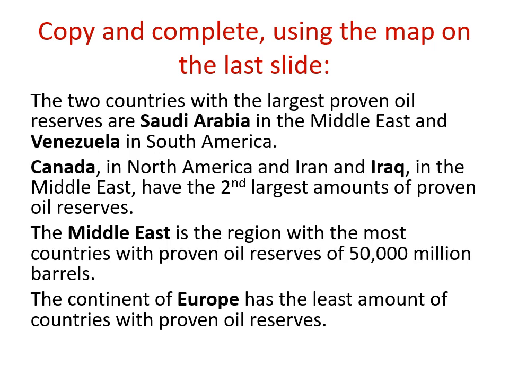Okay, so here are your answers. The two countries with the largest proven oil reserves are Saudi Arabia in the Middle East and Venezuela in South America. Canada in North America and Iran and Iraq in the Middle East have the second largest amounts of proven oil reserves. The Middle East is the region with the most countries with proven oil reserves, of about 50,000 million barrels. That's a lot of barrels. Finally, the continent of Europe has the least amount of countries with proven oil reserves.